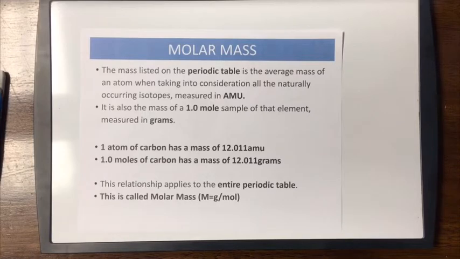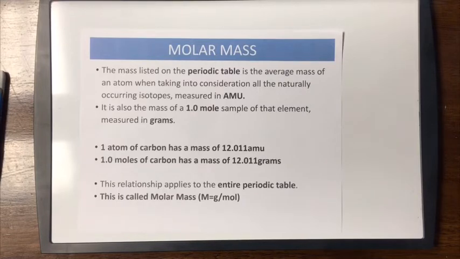The molar mass is basically the same as the atomic mass that is listed on the periodic table. In fact, it is the same. The mass that is listed on the periodic table is, as we've seen before, the average of all naturally occurring isotopes of that particular substance. It has also been therefore defined as the mass of 1 mole of that particular element when measured in grams. So, for example, on the periodic table, 1 atom of carbon has a mass of 12.011 AMU, or atomic mass units. By definition, 1 mole sample of carbon also has therefore a mass of 12.011 grams.